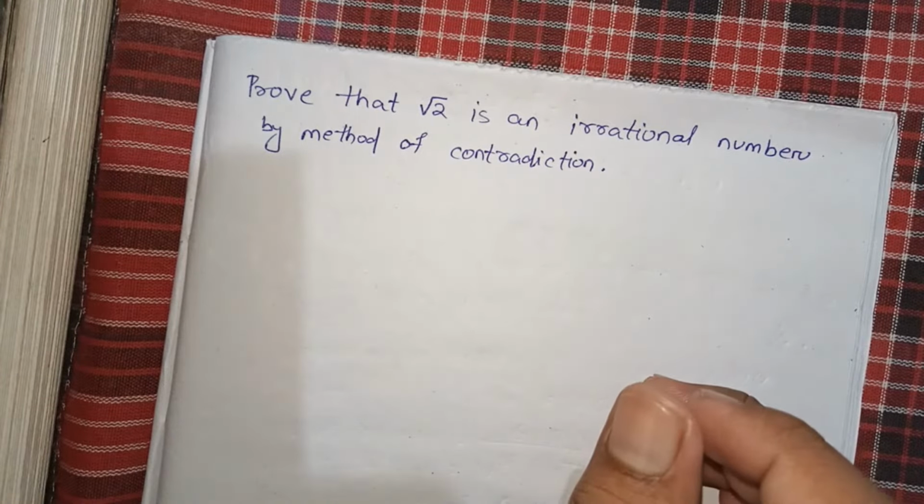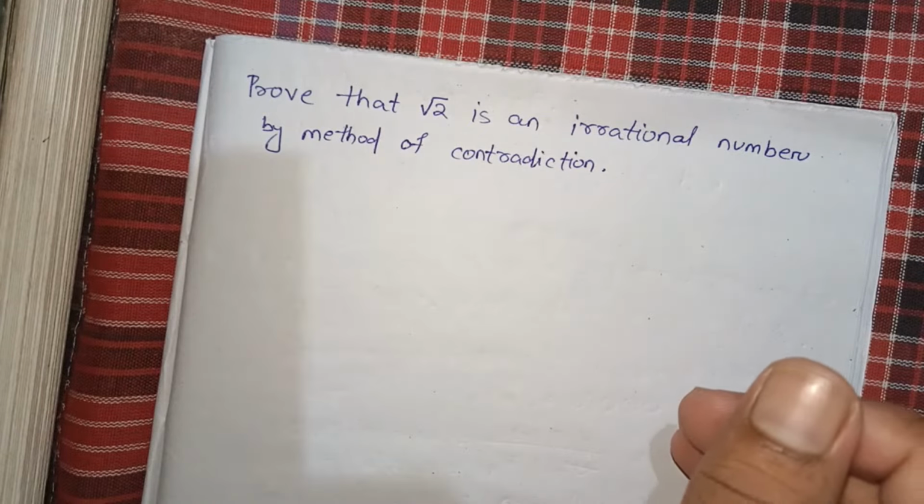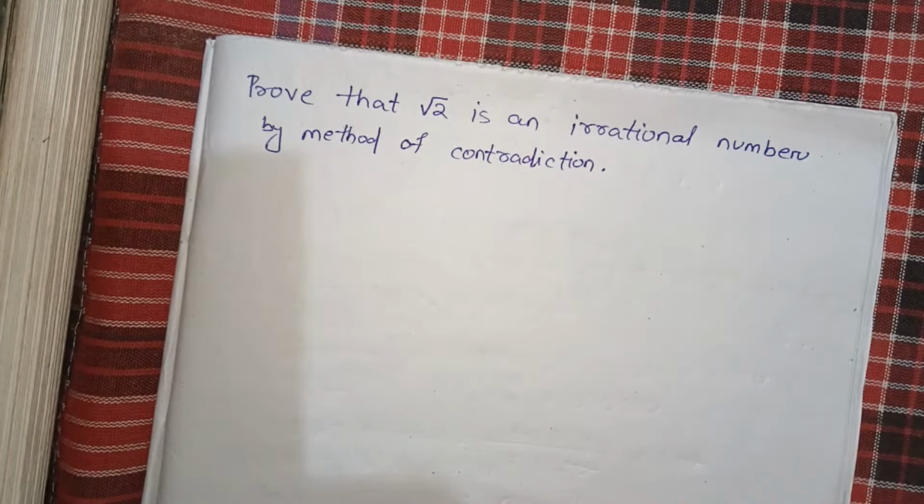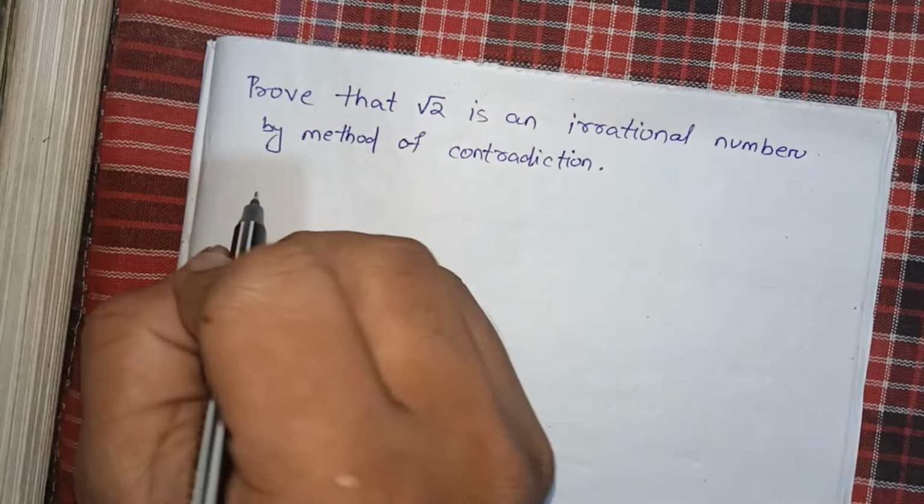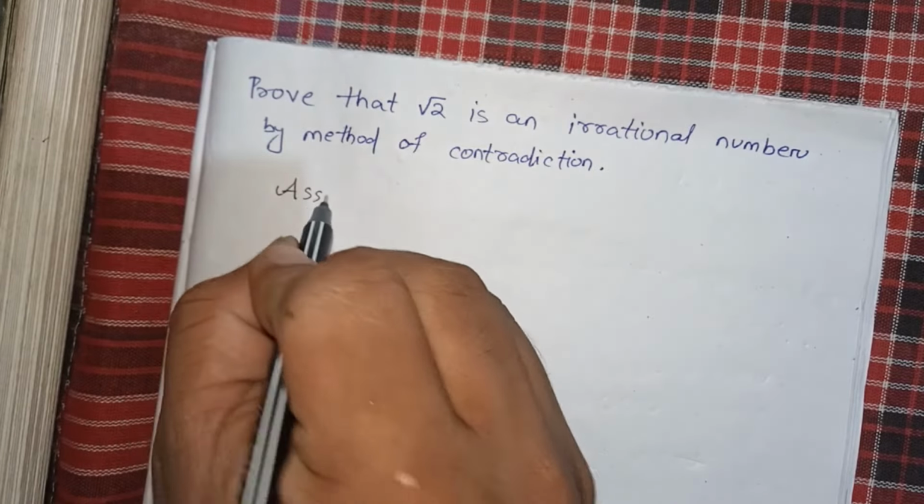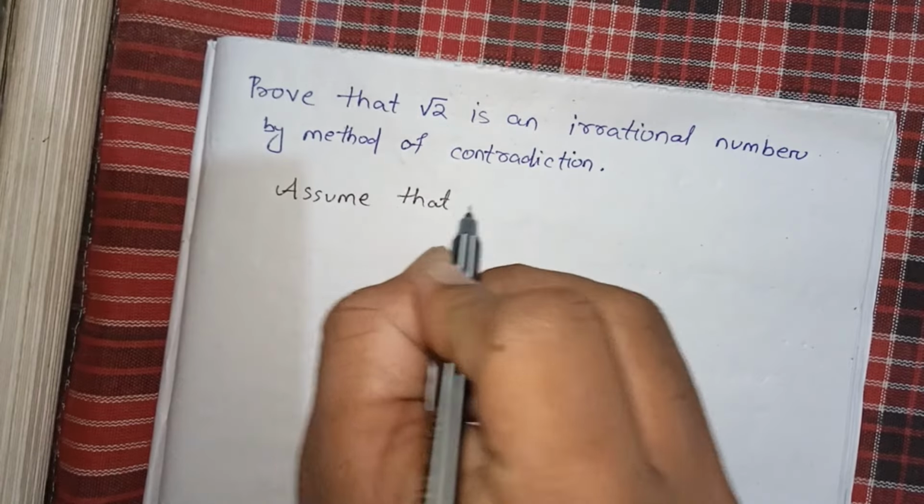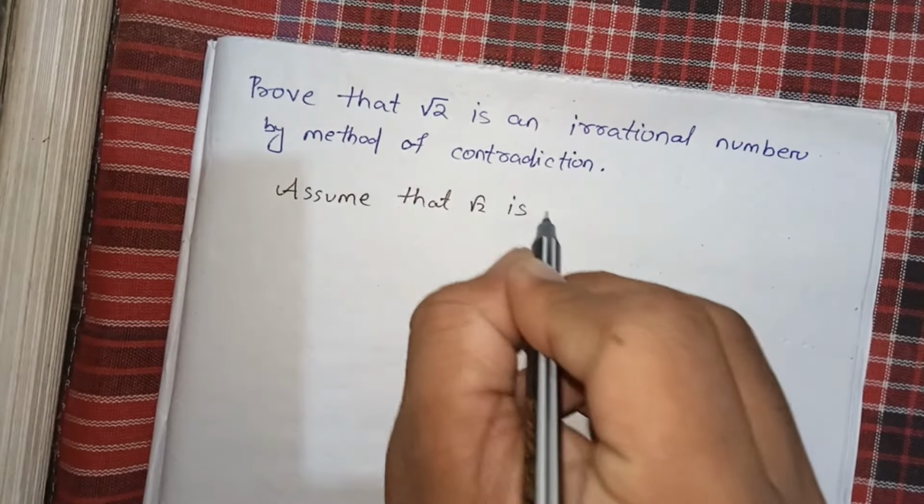So today's question is: prove that root 2 is an irrational number by the method of contradiction. We know that in the method of contradiction, first we assume the opposite of what is given. So first, let us assume that root 2 is a rational number.